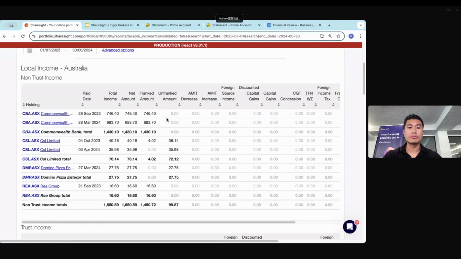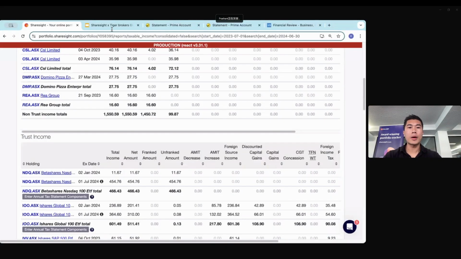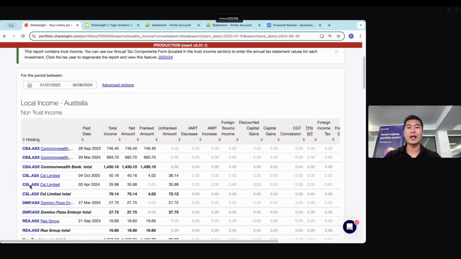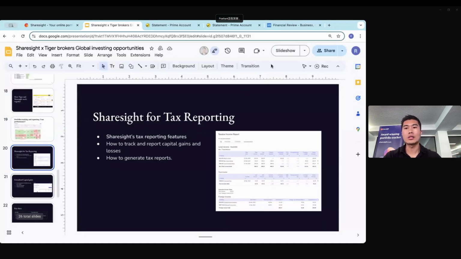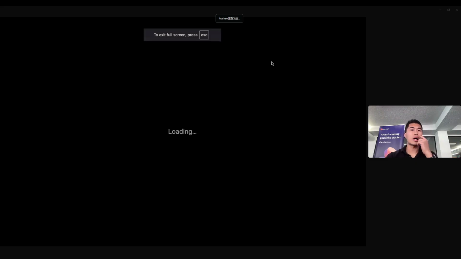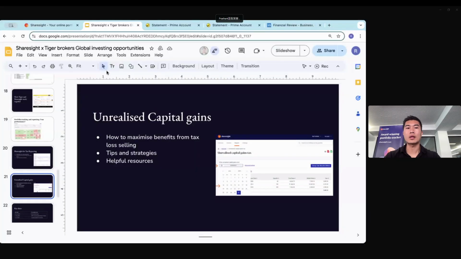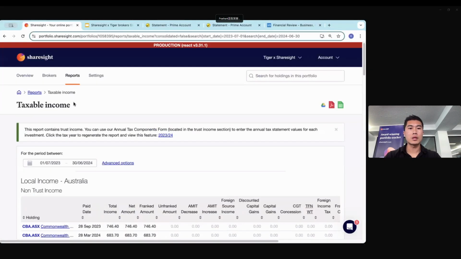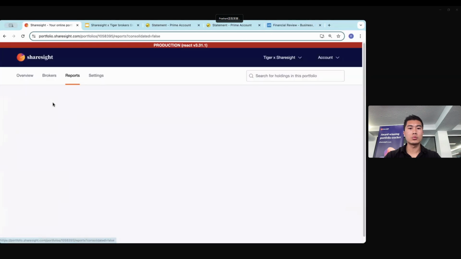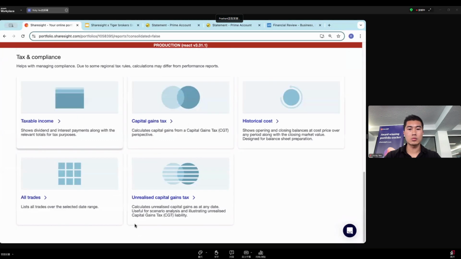And going back to the tax reporting, I guess the last one I was just going to touch on is the unrealized capital gain tax report, and just some of the key things on how you can use this report when you invest. So I'm just going to go to the unrealized CGT report here.